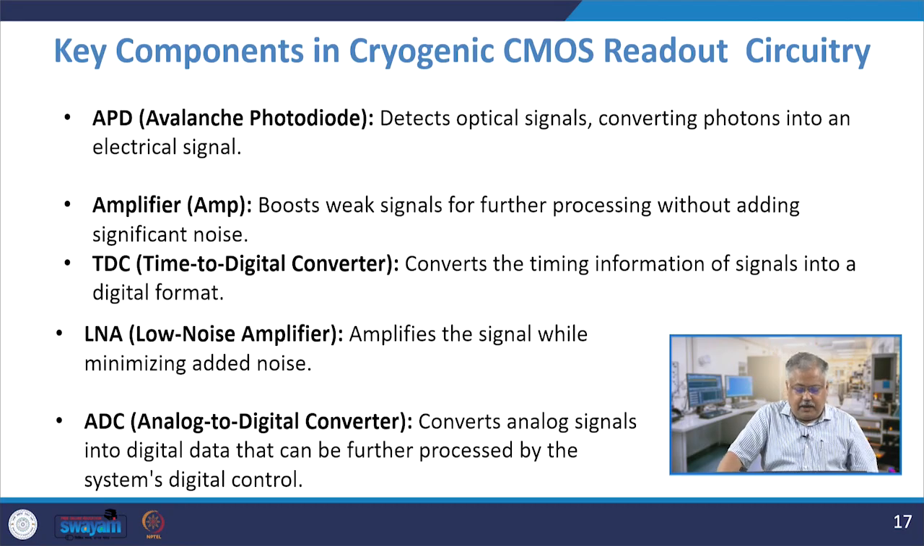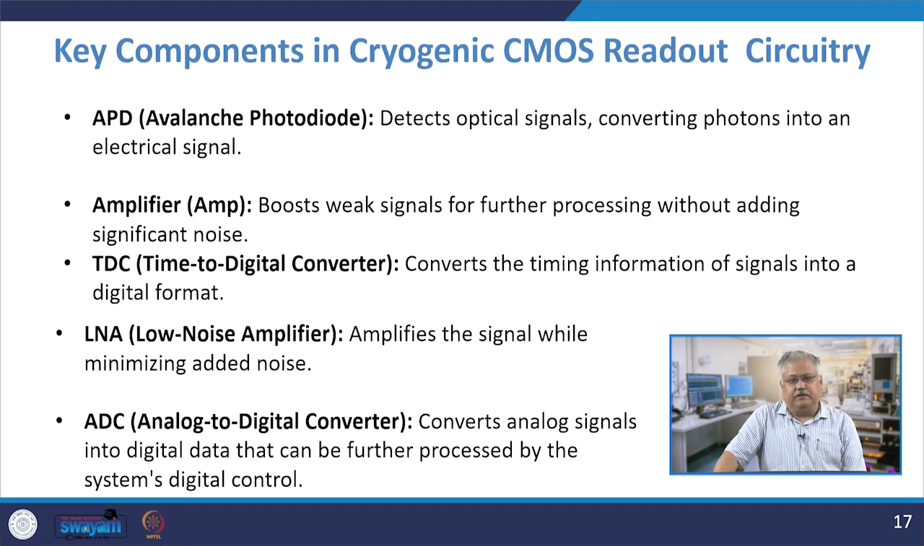Then you have an amplifier which boosts the weak signal without adding any significant noise. This amplifier is primarily a low noise amplifier, which helps generate low noise and amplify to a larger extent. Then TDC is a time to digital converter which converts timing information of the signal into the digital format. We have the low noise amplifier which amplifies the signal while minimizing the added noise. So, the LNA will have a larger SNR at the output side as compared to the input side.